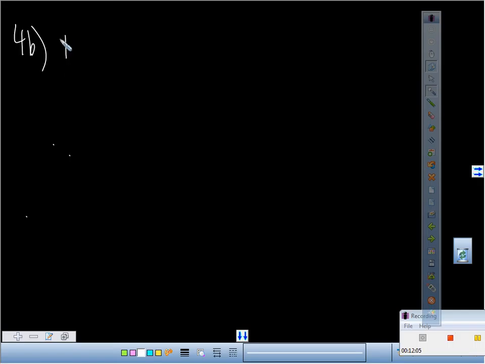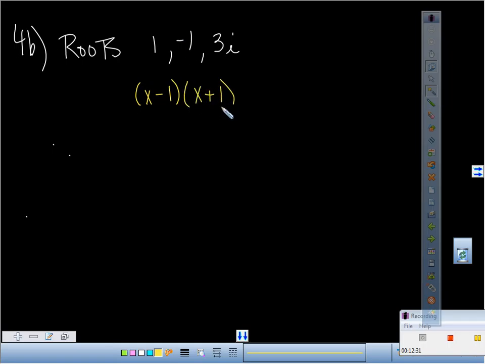All right, so these are my roots. 1, negative 1, and 3i. Okay, so let's talk about it. If 1 is the root, what's the factor? X minus 1. If negative 1 is the root, what's the factor? X plus 1. Was I nice right there? Why? Because I gave you conjugates. So it'll be really easy to multiply.